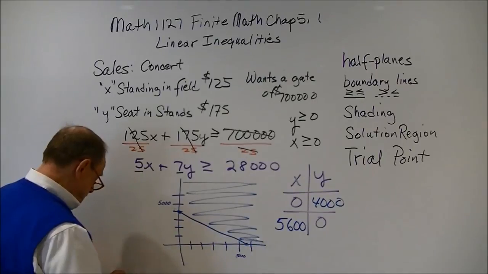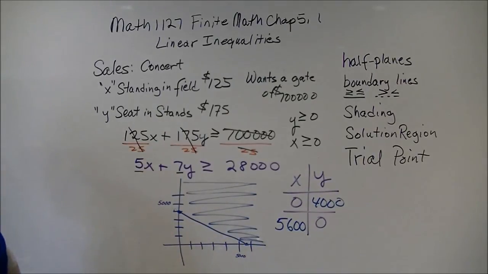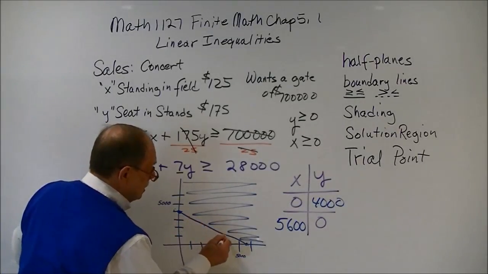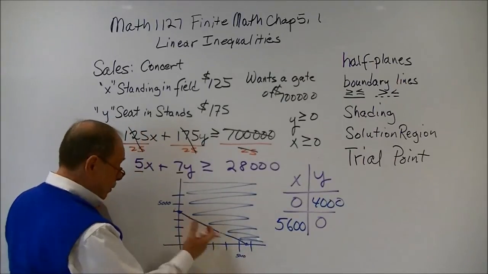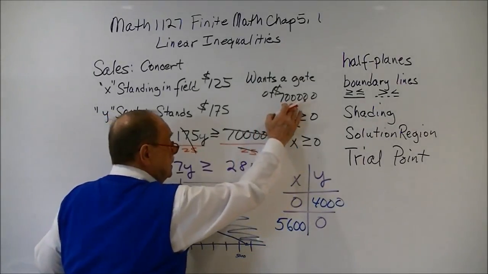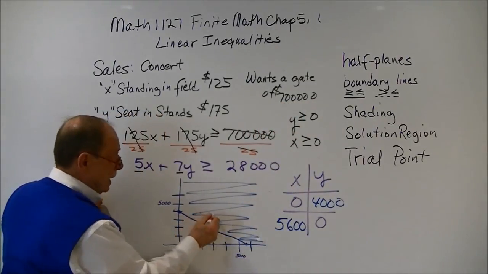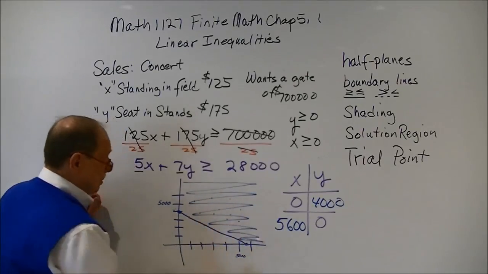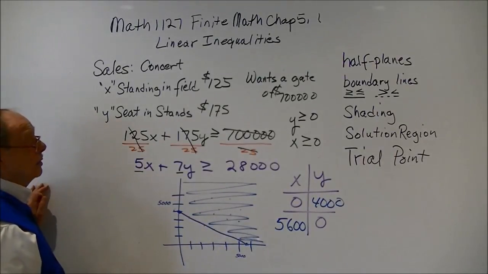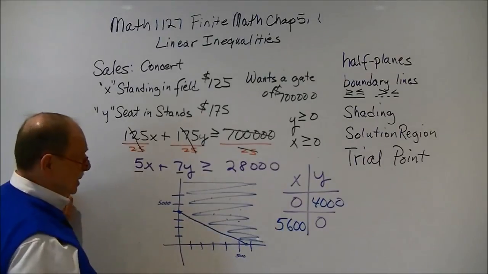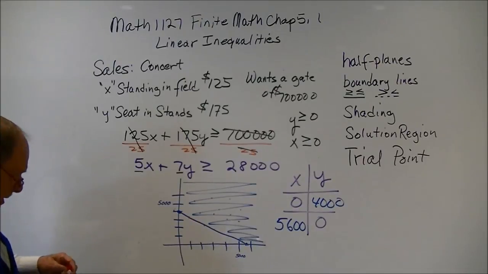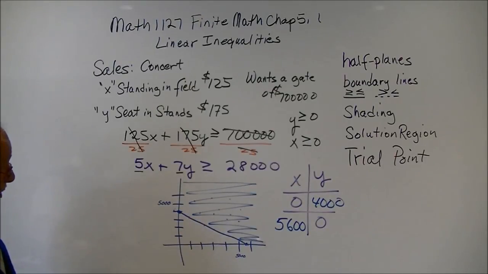So any combinations along this line, any ordered pair, would be the number of tickets that would need to be sold to meet this amount of money. And then any ordered pair out in this area means they've made over $700,000. Wow. Again, this is a little bit beyond my comprehension, but for fans, I'm assuming those are reasonable prices.